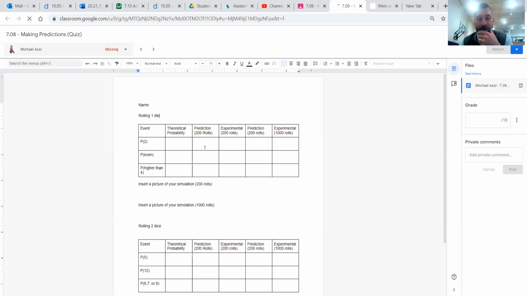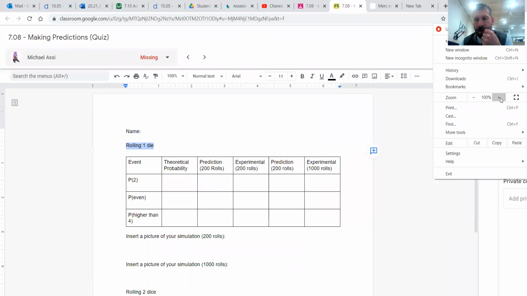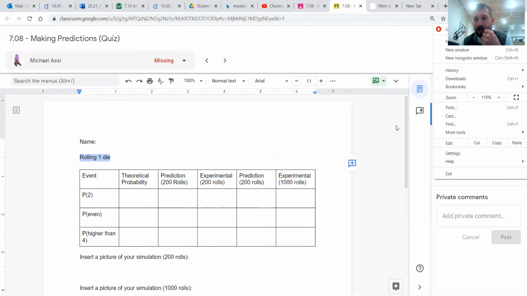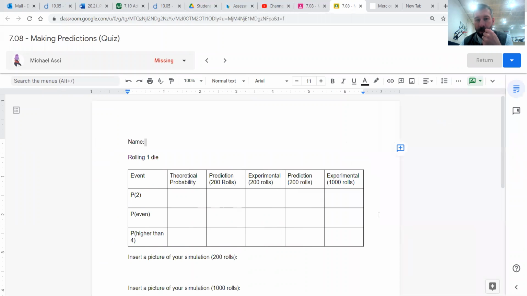And what we have here is some charts where we're talking about theoretical probability, making predictions, experimental probability, et cetera, et cetera. And we have to fill out these charts for each different event. So the first one is just rolling a single die, one 6-sided die. And we want to calculate the probability and really make some predictions based on what that probability is telling us. So the first thing we're going to do is actually calculate that probability.